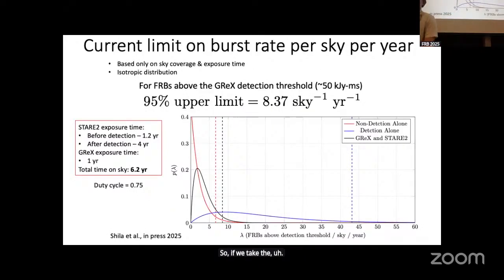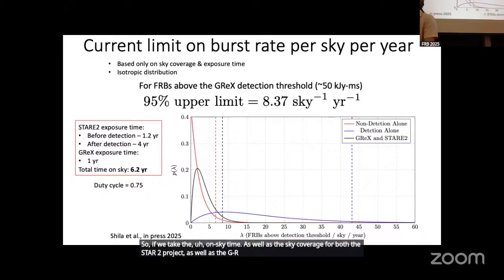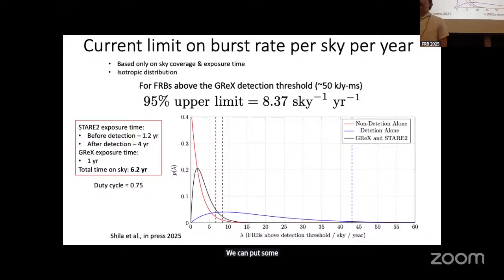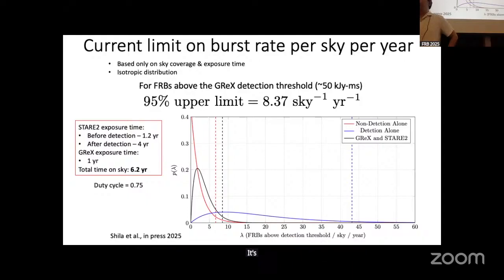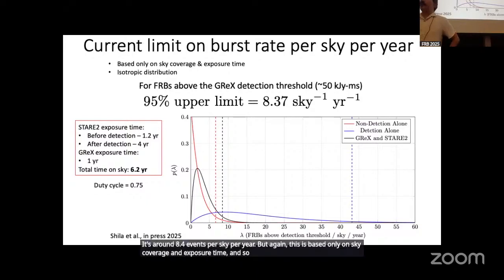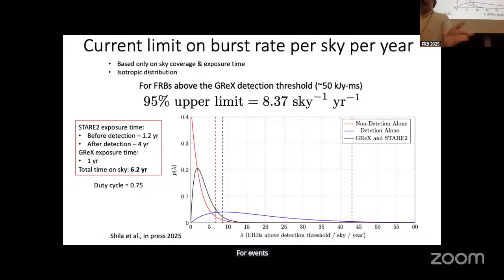So if we take the on-sky time, as well as the sky coverage for both the STARE-2 project, as well as the G-REX terminal at Owens Valley, which has been on sky for about the last year, we can put some upper limits on the FRB event rate above our detection threshold. So the 95% limit is around 8.4 events per sky per year. But again, this is based only on sky coverage and exposure time, and so you're implicitly assuming an isotropic distribution, which for events above our threshold is probably not true.